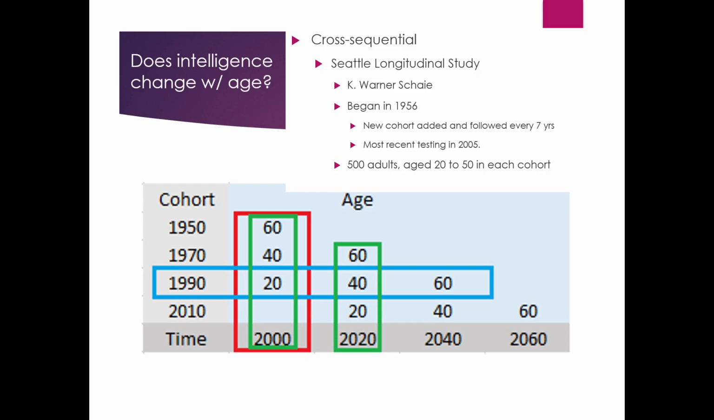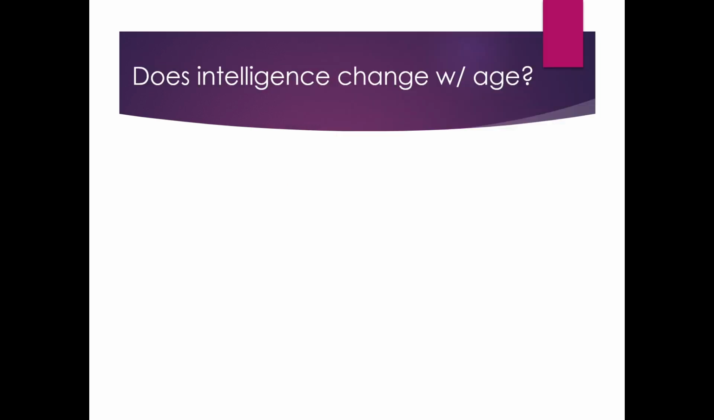So that's the design that K. Warner Schaie used, and he started with 500 adults aged 20 to 50, and every time he collects data, he adds a new cohort at the bottom, the youngest age, and keeps rotating through them. And he tries to keep following up with the oldest members as long as he possibly can, even if they're not fitting, mathematically. He tries to follow up with them over and over again.